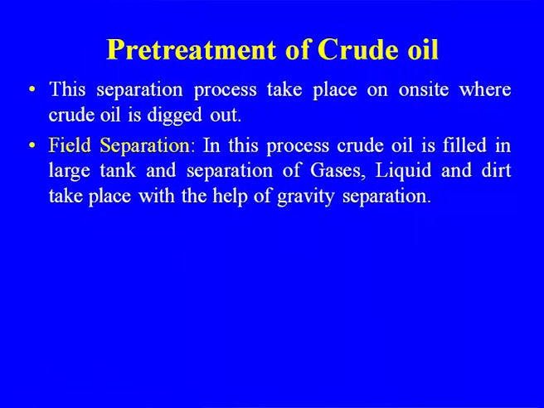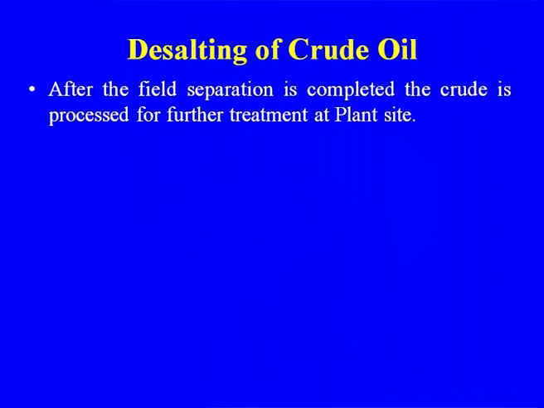The separation takes place on site where the crude oil is dug out, as I was telling, this field separation. In this process, crude oil is filled in a large tank and separation of gas, liquids and dirt takes place with the help of gravity separation, so some of the impurities are removed. Amine treatment is also done for the removal of sulfur compounds. After the field separation is completed, the crude is processed for further treatment at the plant site.